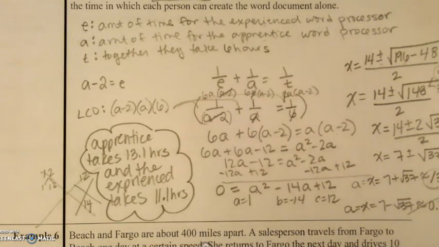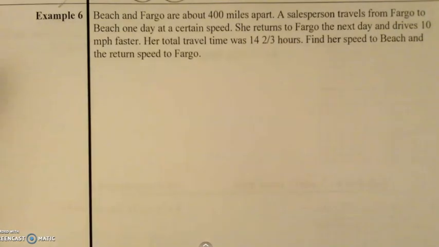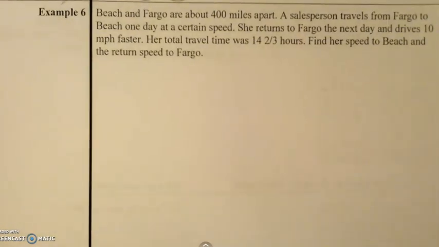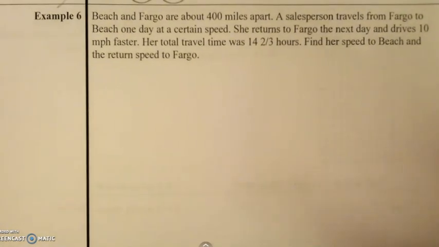Let's take a look at the last example. So Beach and Fargo are about 400 miles apart. These are places. A salesperson travels from Fargo to Beach one day at a certain speed. We don't know the speed. She returns to Fargo the next day and drives 10 miles an hour faster. Her total drive time was 14 2/3 hours. Find her speed to Beach and her return speed to Fargo.